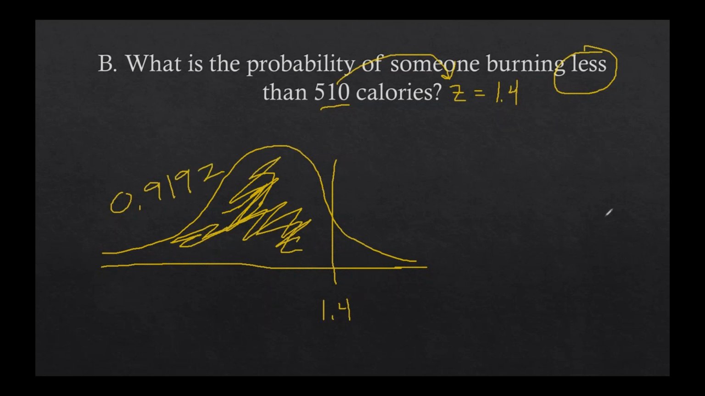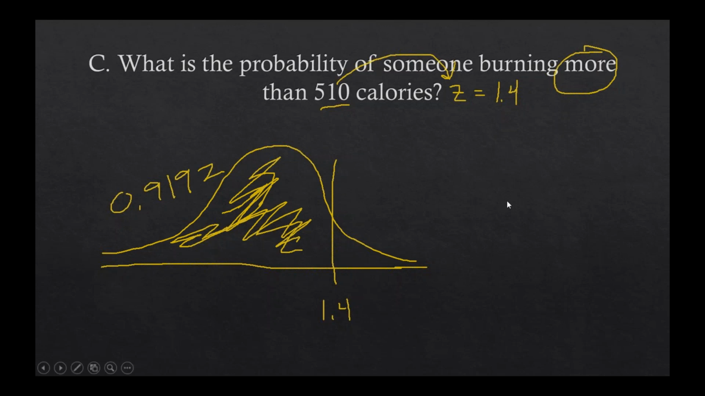And unfortunately, if you look at the next problem, which is more, I'm kind of kicking myself now that I didn't preview my numbers before we did this problem. More is on the other side. Just to reiterate, we subtract from 1. And that gives us 0.0808.